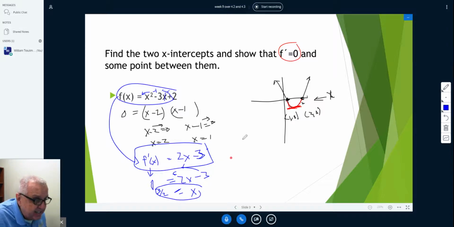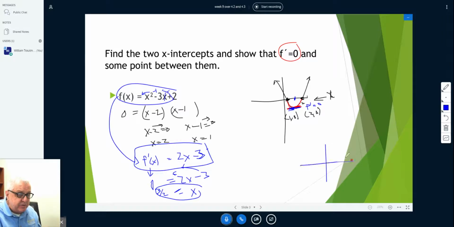So at x equals 1.5, on the graph at x equals 1.5, that's where my slope equals 0. My first derivative, or my slope, equals 0. That's Rolle's theorem. And it doesn't have to be an x-intercept. Like I said, you can do the same thing on a graph.